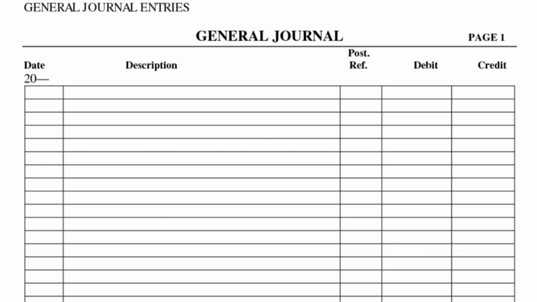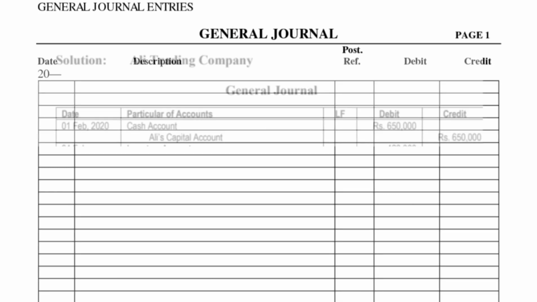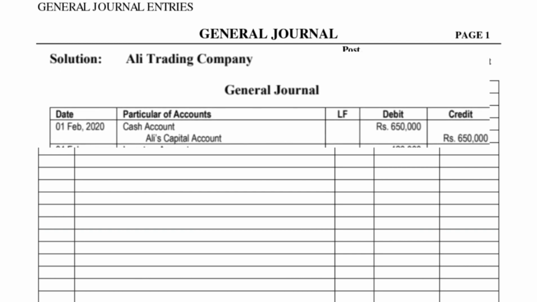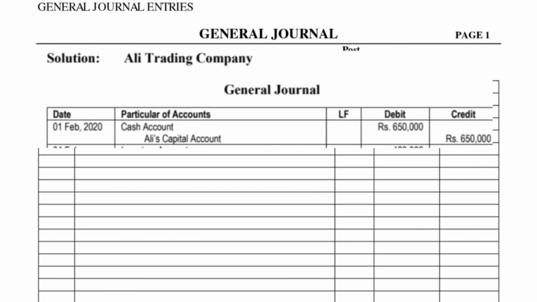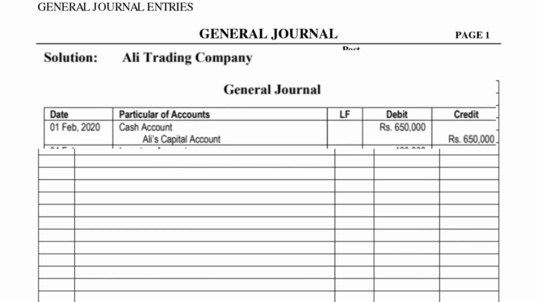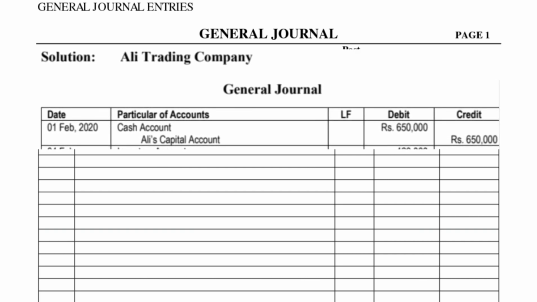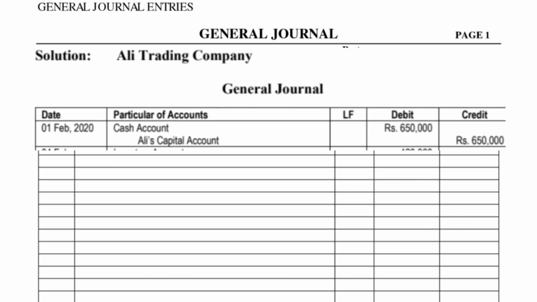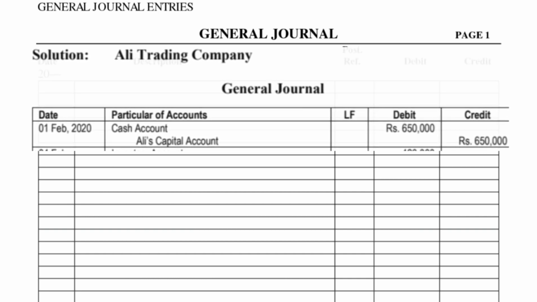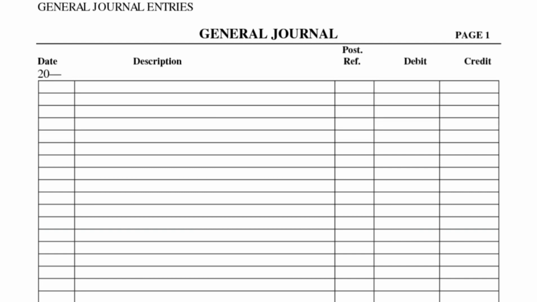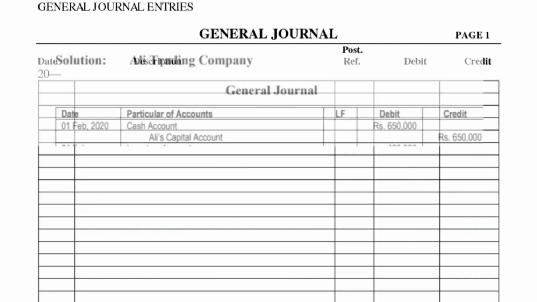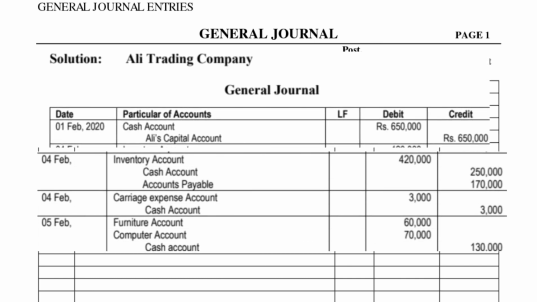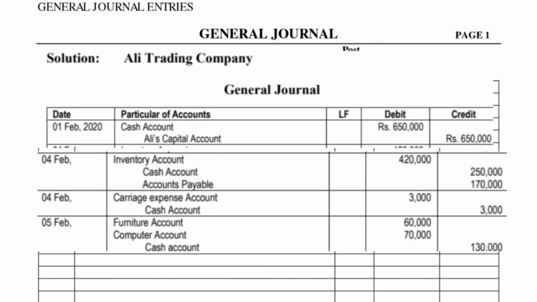Next, we have the names of the accounts that are impacted by the journal. In this case, cash and owner equity. Notice that owner equity is indented. We indent the name of the account that is getting credited, so that it is easier to see. Then we have separate columns for all the debit and credit entries. And finally, there is a journal description below.